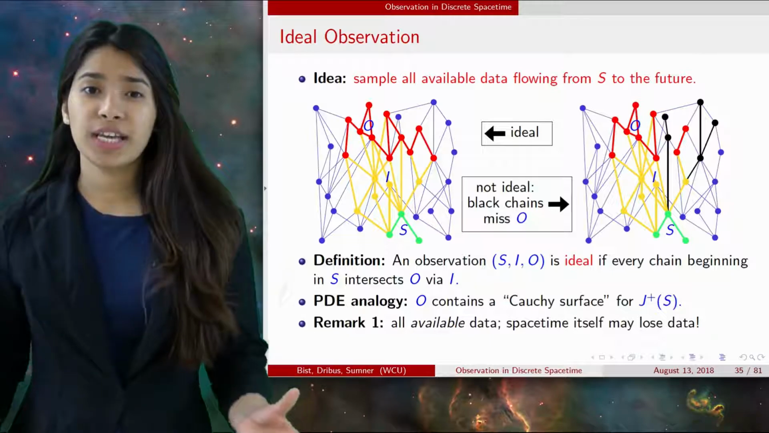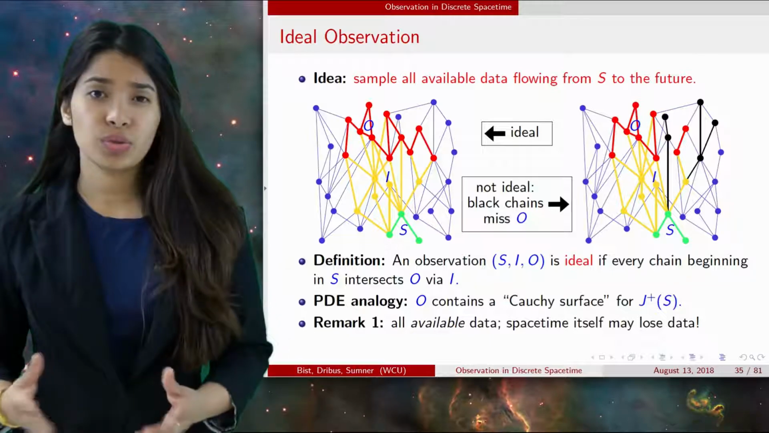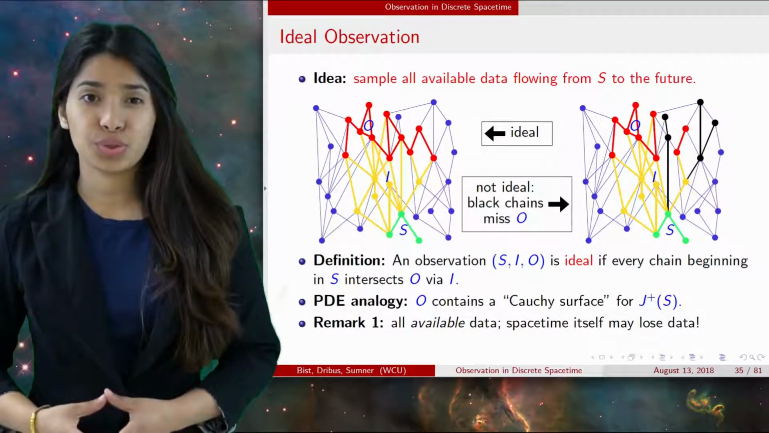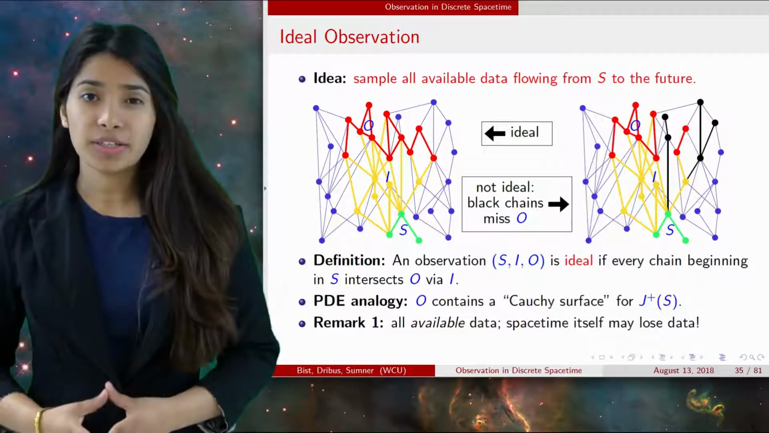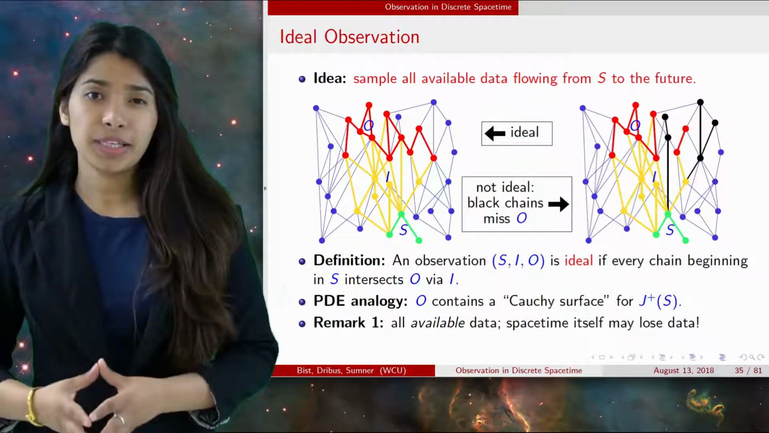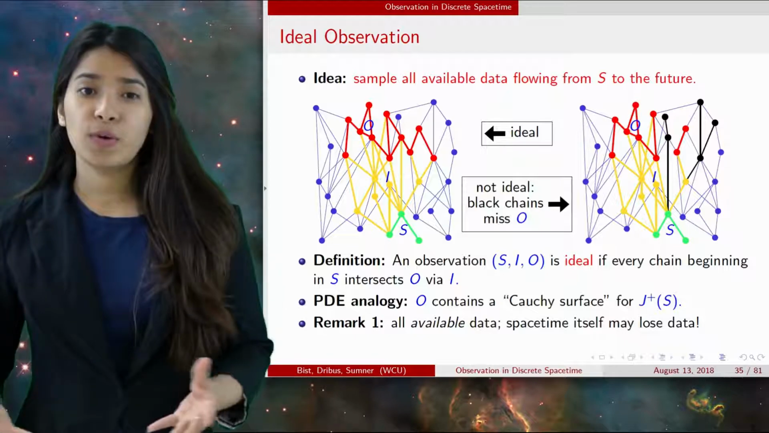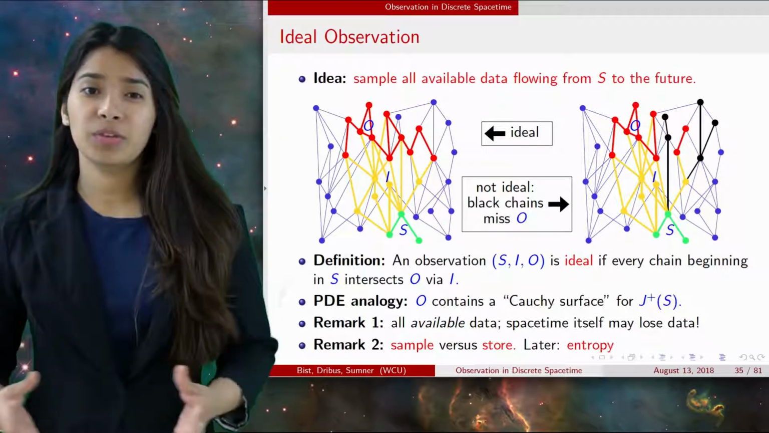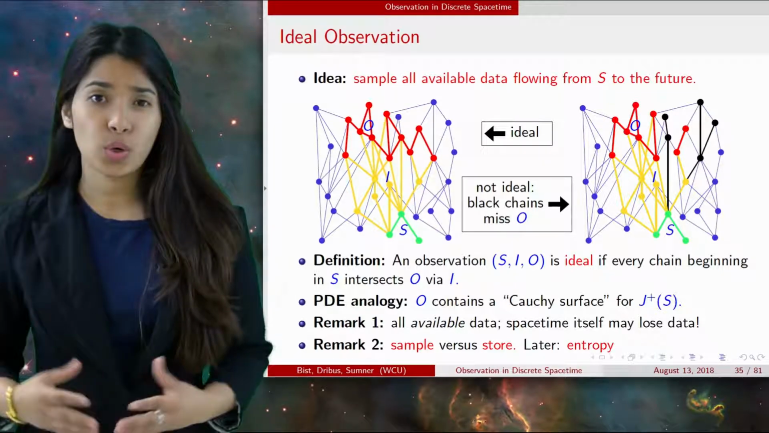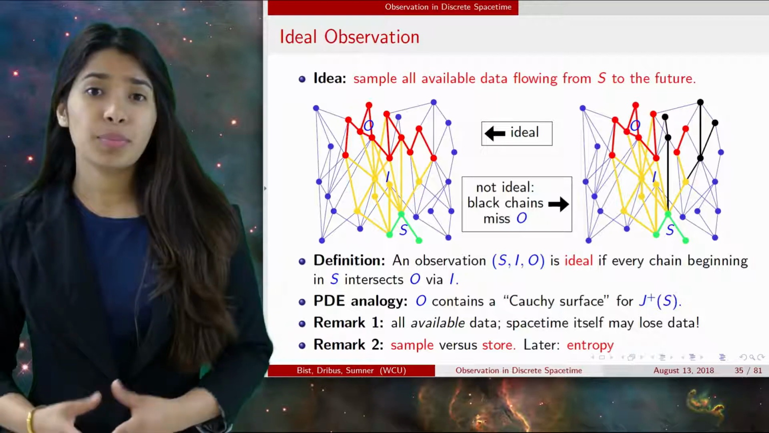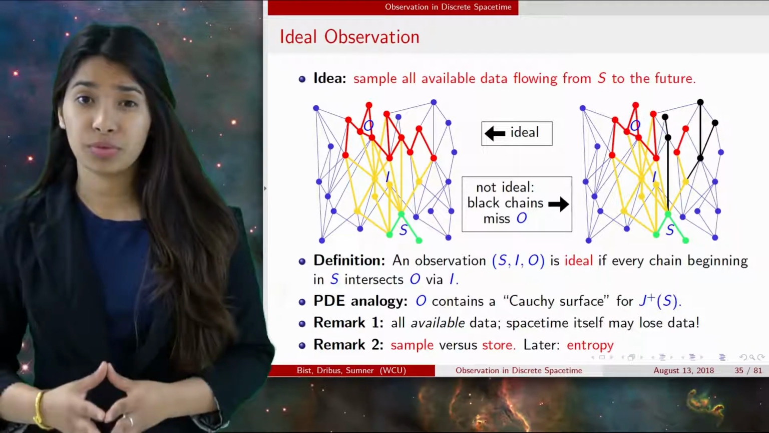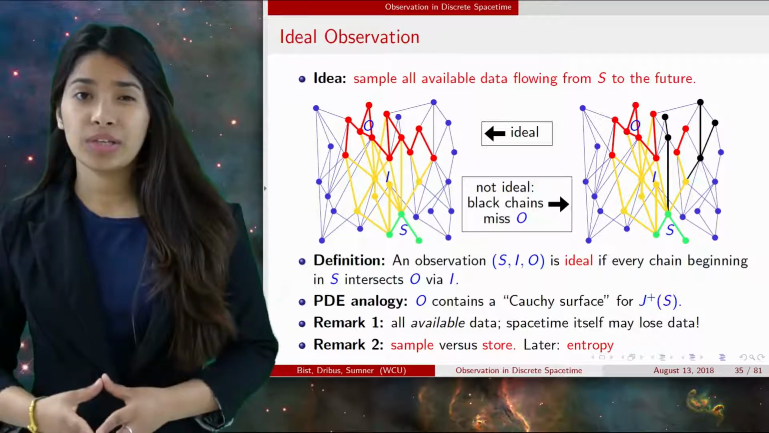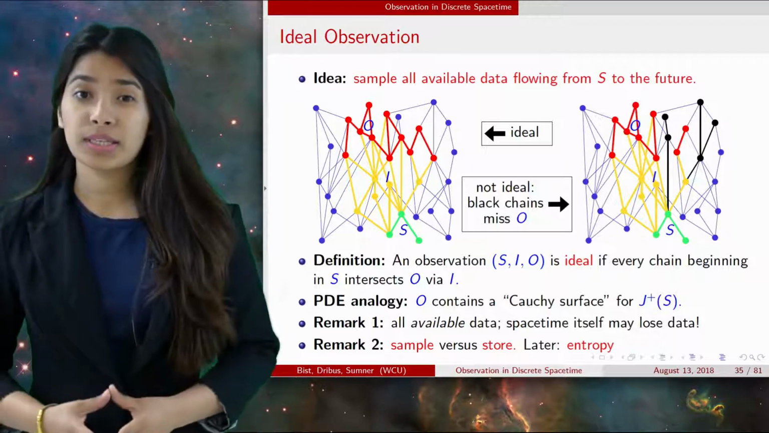First, in the very general setting we are presently discussing, there is no reason to assume that even so-called empty spacetime will preserve information flowing from past to future. The most extreme example of possible information loss would be something like a big crunch, where all the chains flowing from S are forced through a bottleneck. Second, even if O samples all available information flowing from S, there is no guarantee that O will store such information. For example, a Cauchy surface in relativity has no temporal thickness and so stores nothing. The issue of information storage is closely related to the entropy of O, which we will discuss in a later slide.